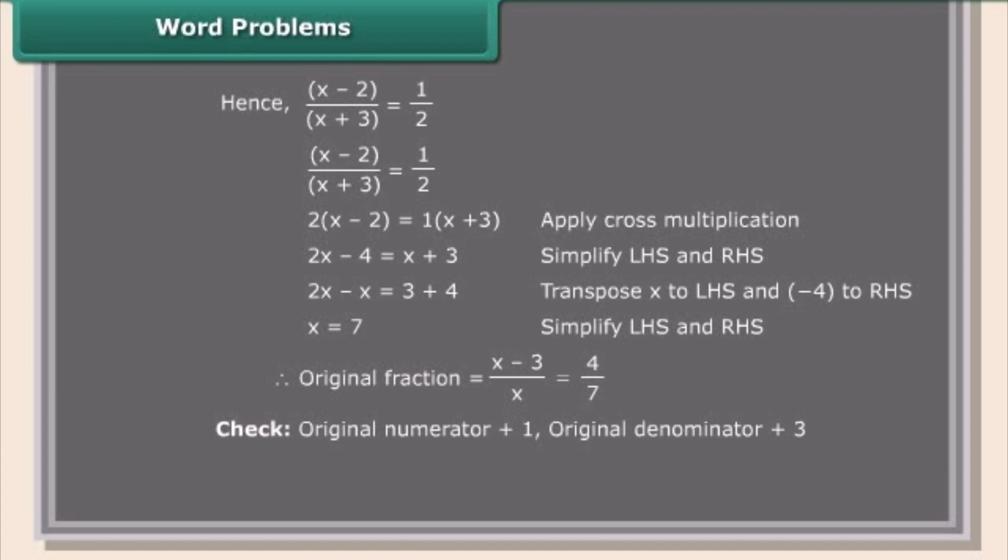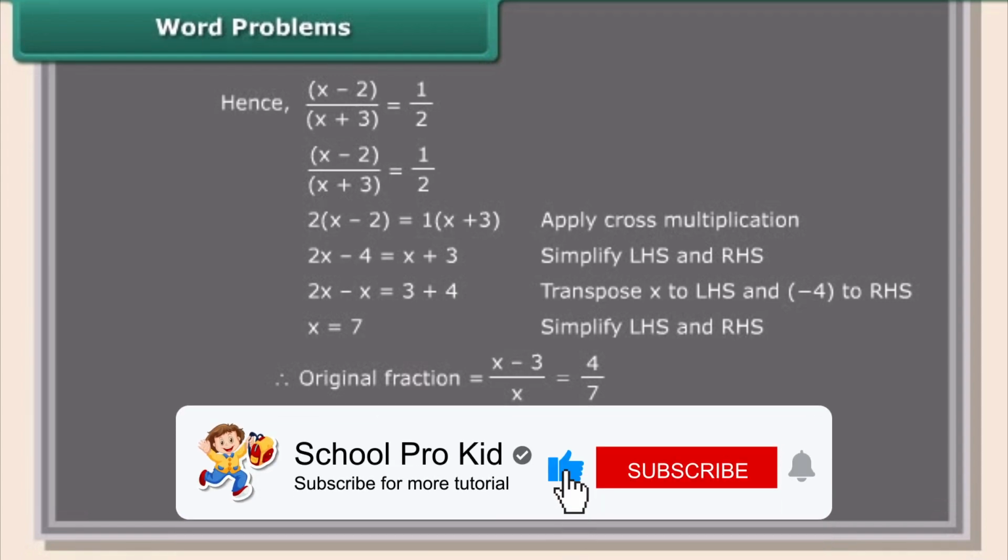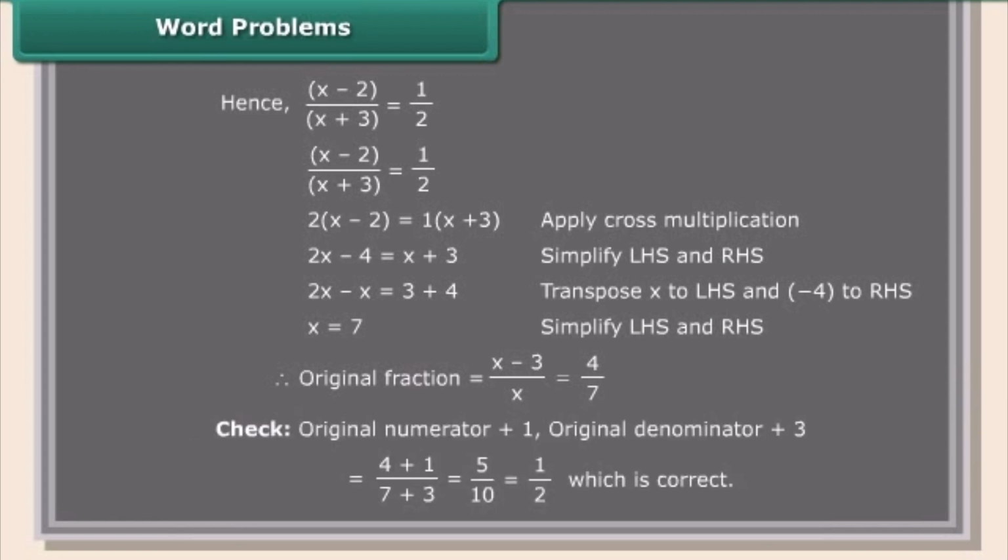Check. Original numerator plus 1, original denominator plus 3, which is equal to 4 plus 1 upon 7 plus 3 is equal to 5 upon 10, which equals 1 upon 2, which is correct.